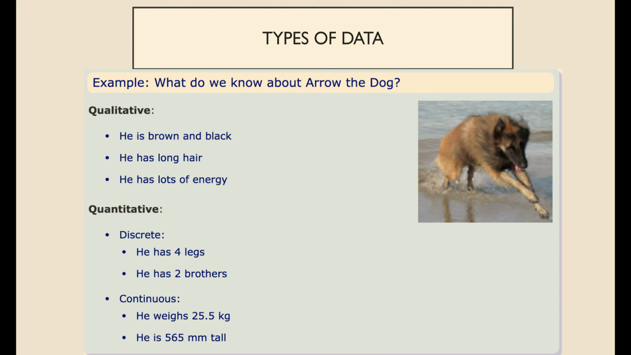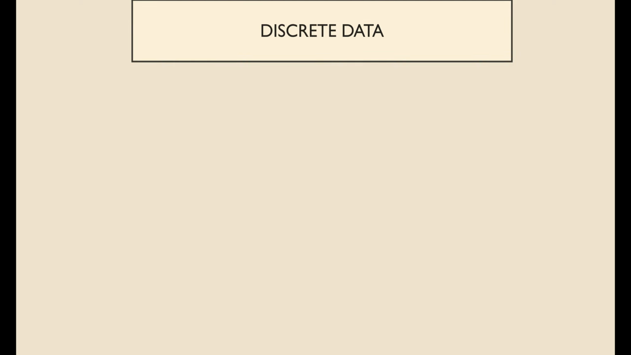So quantitative talks about quantities of things. So it's numerical. And in quantitative, we have two types, which is discrete and continuous. Now, we've talked about discrete and continuous before, but here are some further examples for the description here of the dog. It's discrete in the sense that it has 4 legs and potentially has 2 brothers. So those things are going to be discrete, they're countable. Whereas the continuous, again, is measurable, right? So he weighs 25.5 kgs, or he's 565 millimeters tall. So that's going to be continuous. So data, again, is qualitative or quantitative, and then quantitative is going to be broken down into discrete and continuous.